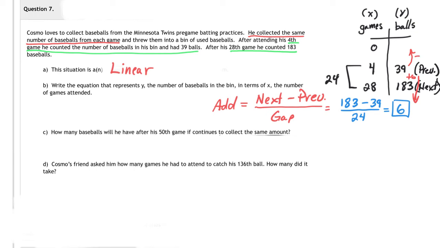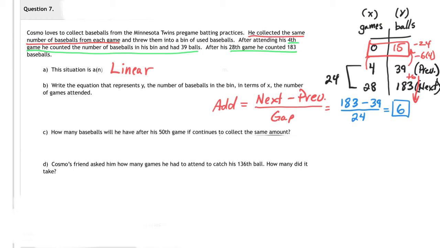That's the next thing we need to figure out. So we're going to subtract 6. How many times? Well, it's 4 moves back to 0, so we have to subtract 6 four times. Literally, 6 times 4, which is then 24. So I'm subtracting 24 off of 39, and then I get 15. That means he started with 15 baseballs when he started collecting them.